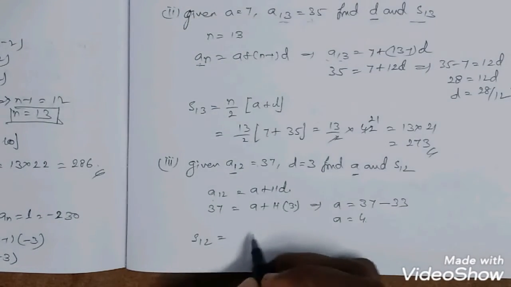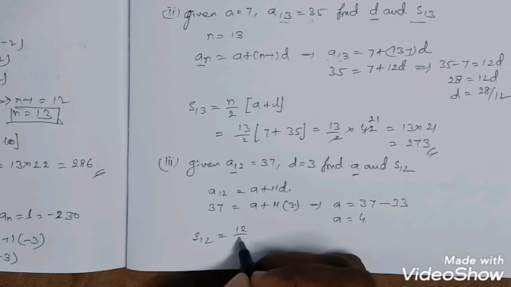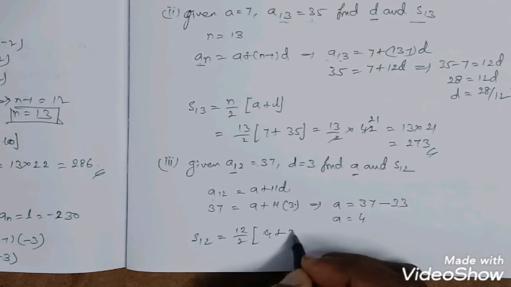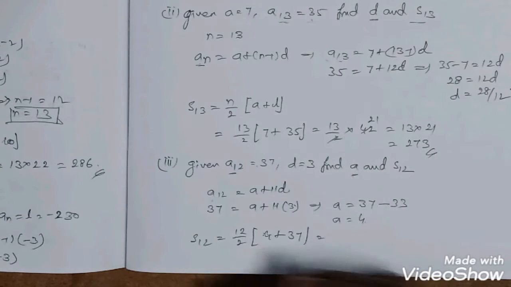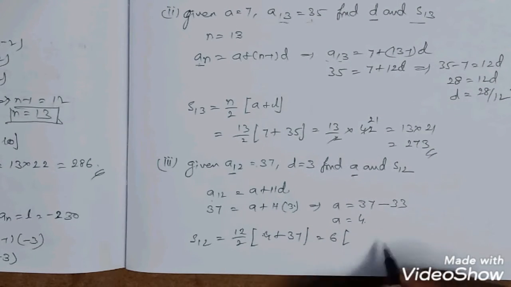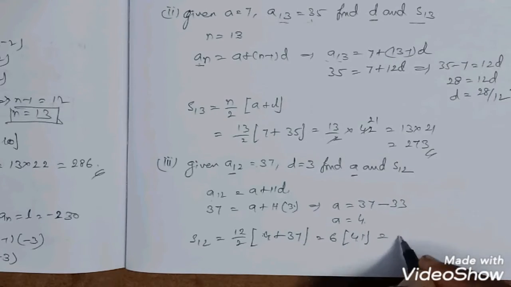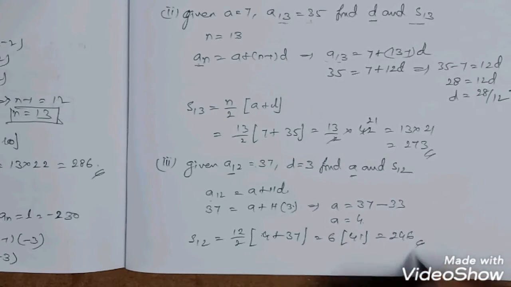So the S12 formula is nothing but 12 by 2 into a, where a is 4, plus the last term 37. Now here 12 by 2 is nothing but 6, and 37 plus 4 is 41. Now multiply, you will get 246 as your answer.